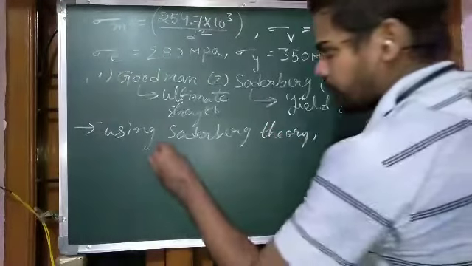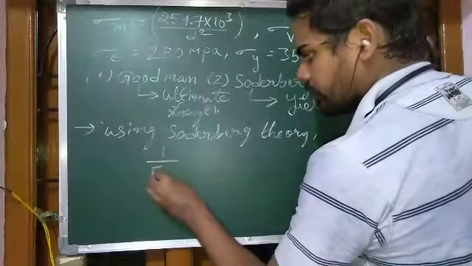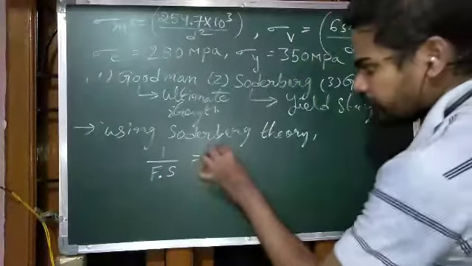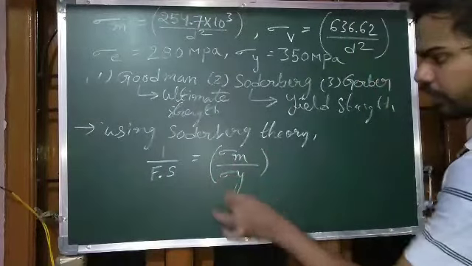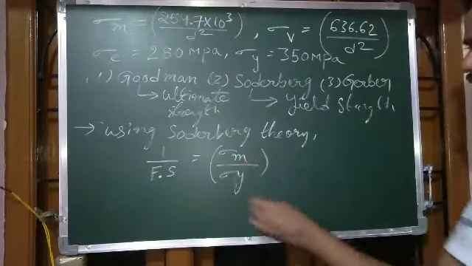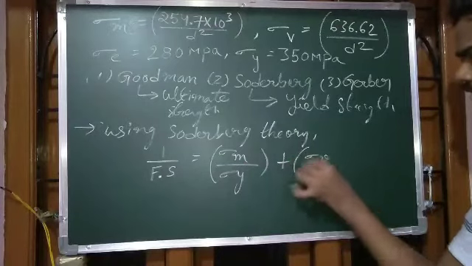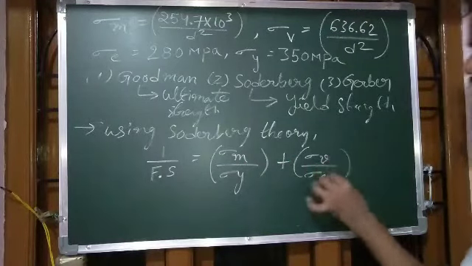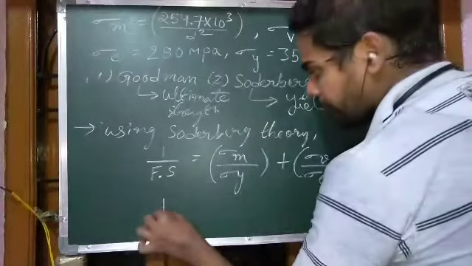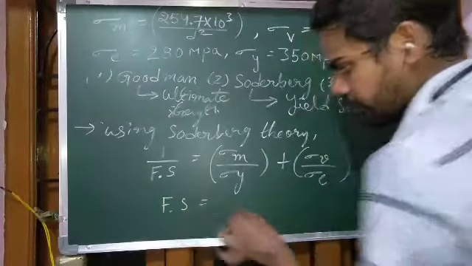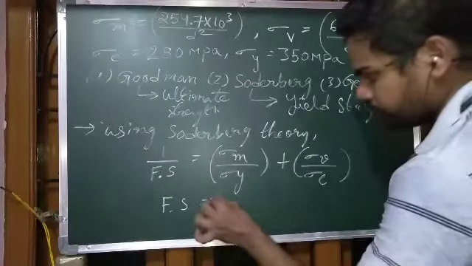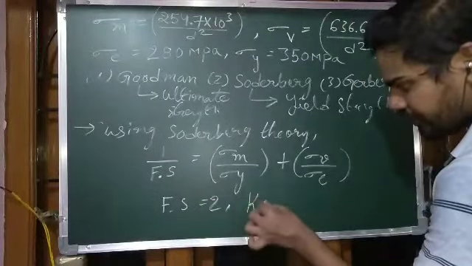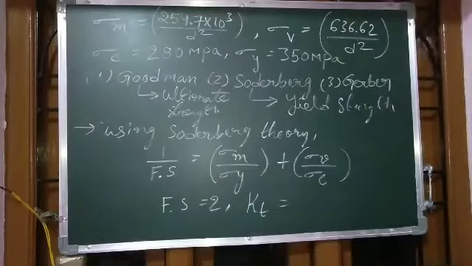So we know that 1 by factor of safety is equal to, what is the formula? Sigma m by sigma y, because Soderberg theory is based on that, design is based on yield strength, plus sigma v by sigma e. The factor of safety is already given. What is the value of factor of safety? Factor of safety is equal to 2, and kT, the theoretical stress concentration factor, is also given. kT is equal to 1.8.